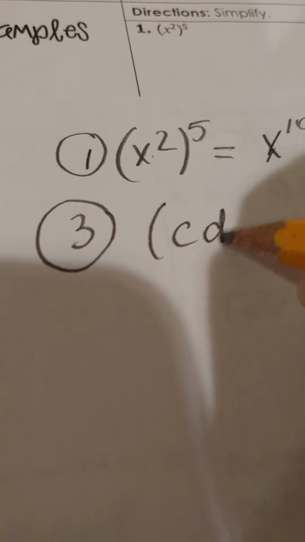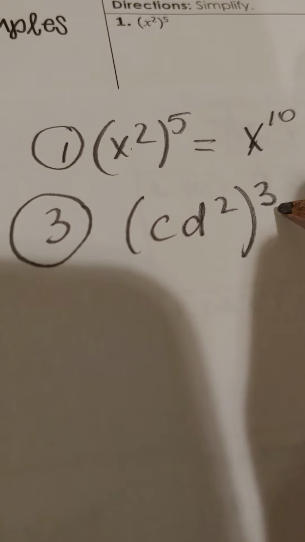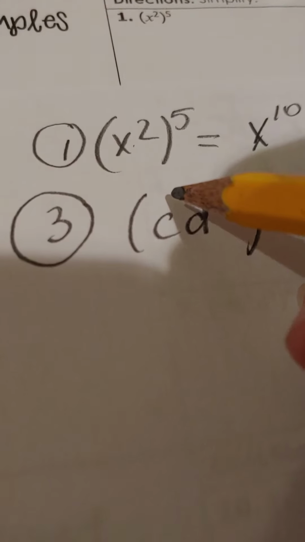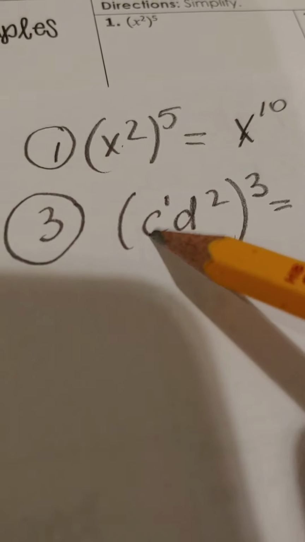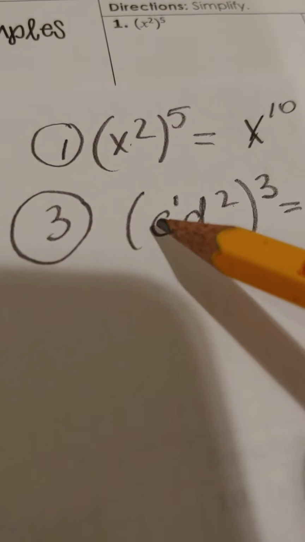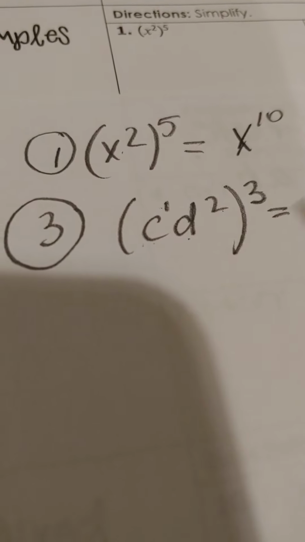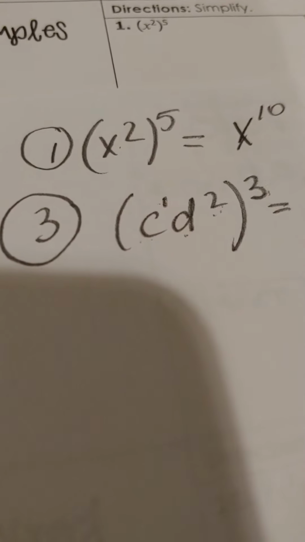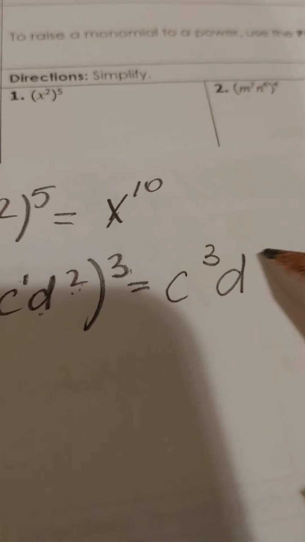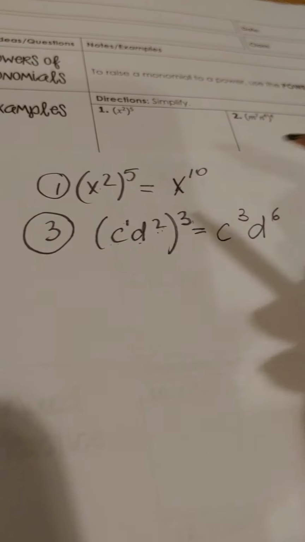Yeah, number 3. Let's do number 3. We have c d squared and everything is raised to the 3rd power. We do know when we see c, it's c to the 1st power. All right, so we have c and we have d squared. So c has to be raised to the 3rd power. 1 times 3 is 3. So c to the 3rd power. D to the 2nd power has to be raised to the 3rd power. 2 times 3 is 6. D to the 6th power. That's the answer for number 3.